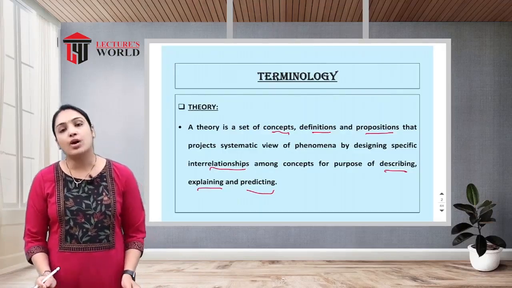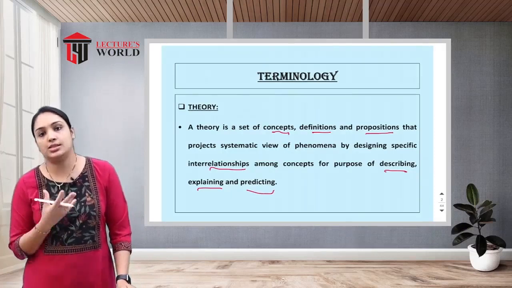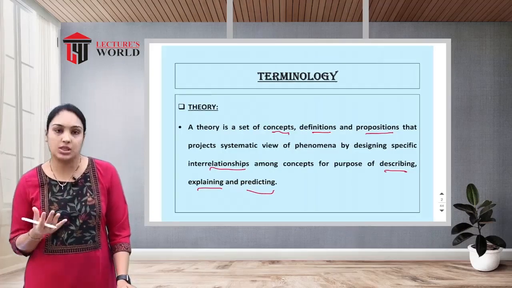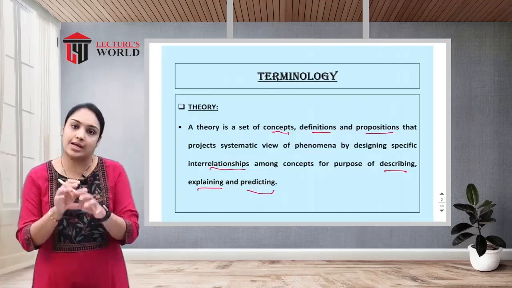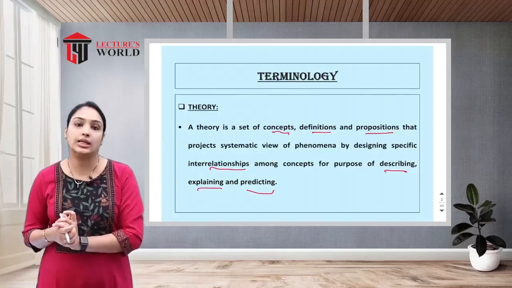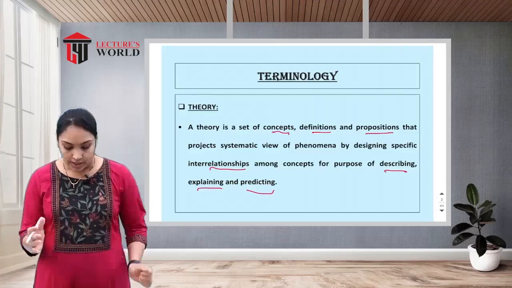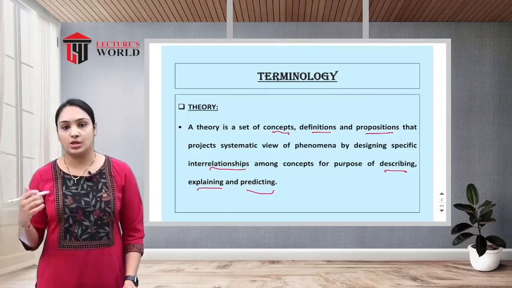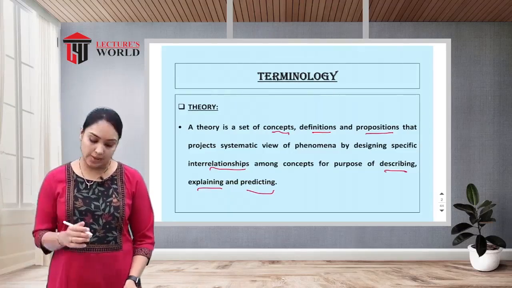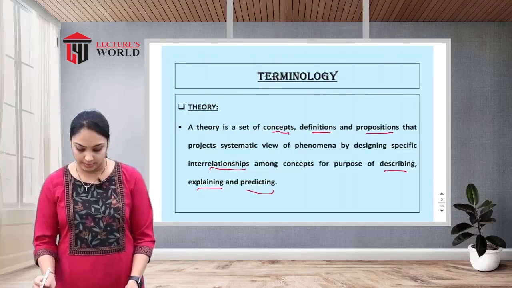So these three things, concepts, propositions and definitions, provide the systemic views, and they describe the interrelationships among the particular concepts. For what purpose? The purpose of describing, the purpose of explaining and the purpose of predicting. That is known as a theory.